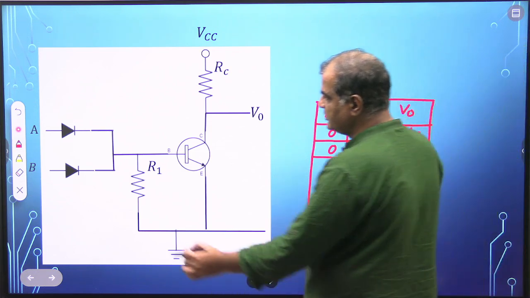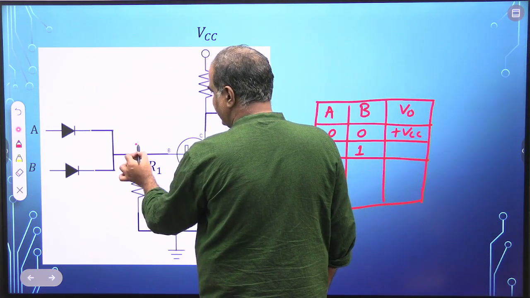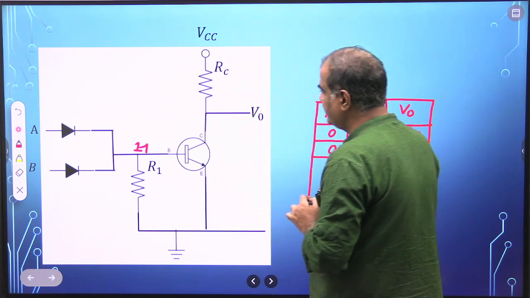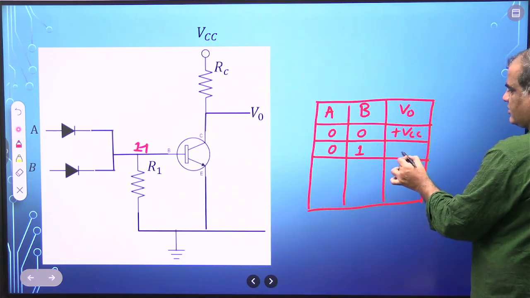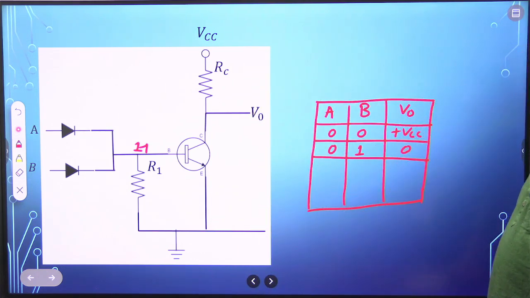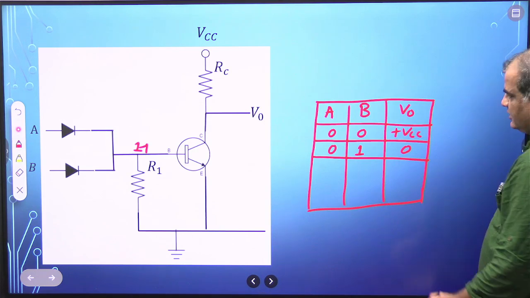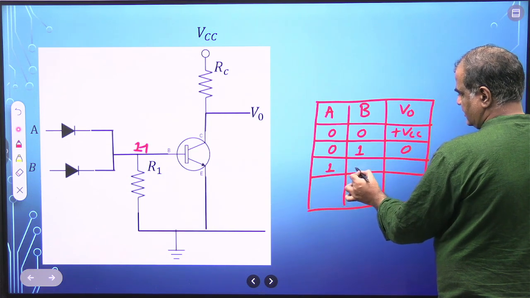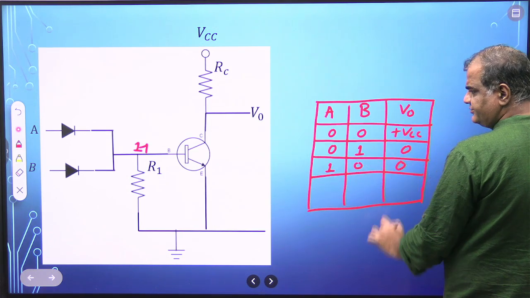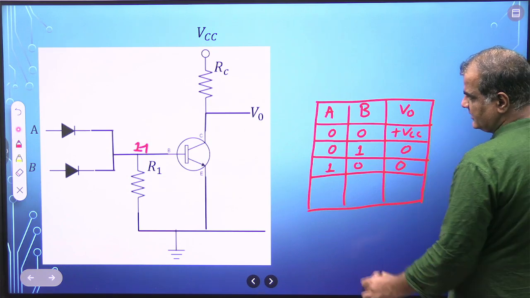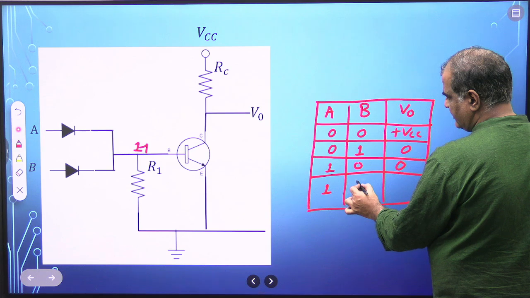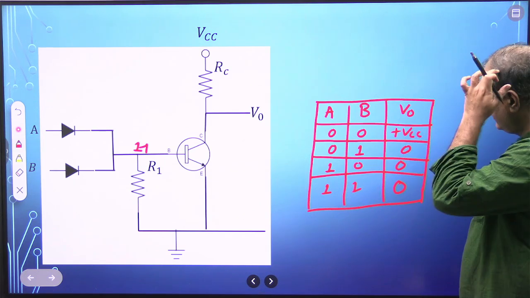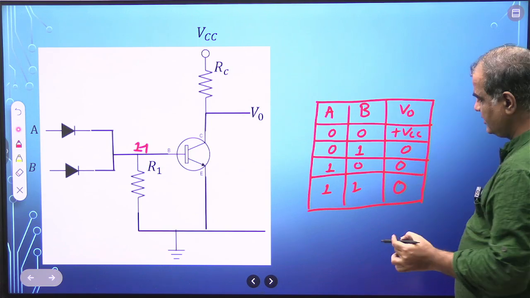So this is 0, this is 1. So here will come high voltage. Okay. So this will become 0. Similarly, if you have 1, 0, then also 0. And both are 1, 1, then also 0. So ये कौन सा गेट है? NOR गेट है. It's NOR gate.